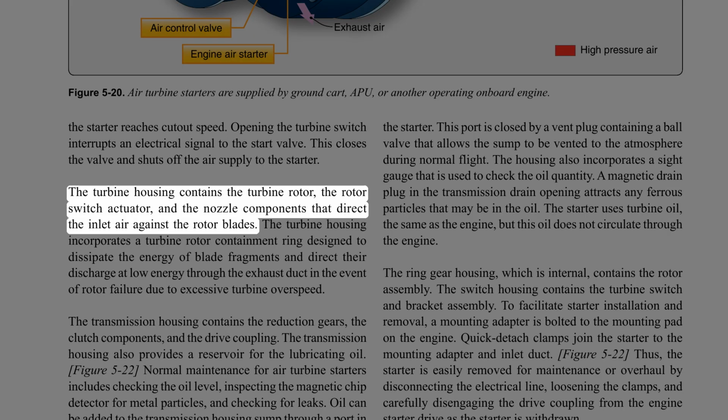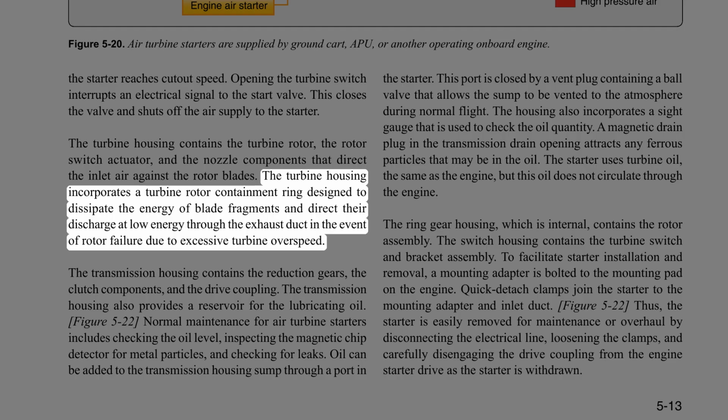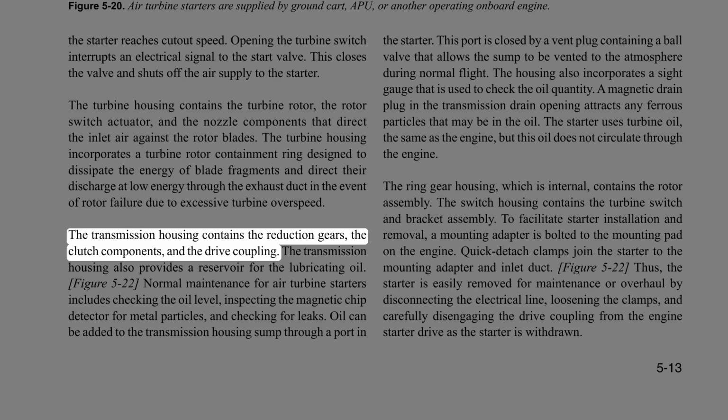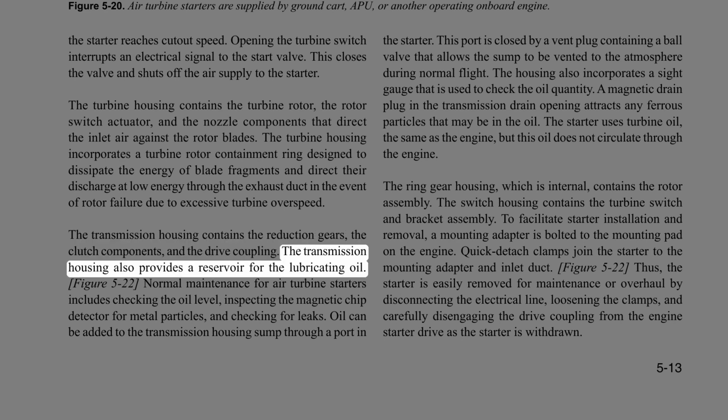The turbine housing contains the turbine rotor, the rotor switch actuator, and the nozzle components that direct the inlet air against the rotor blades. The turbine housing incorporates a turbine rotor containment ring designed to dissipate the energy of blade fragments and direct their discharge at low energy through the exhaust duct in the event of rotor failure due to excessive turbine overspeed. The transmission housing contains the reduction gears, the clutch components, and the drive coupling. The transmission housing also provides a reservoir for the lubricating oil.